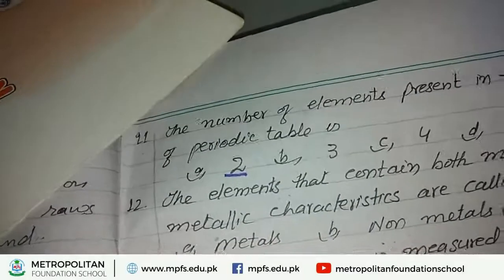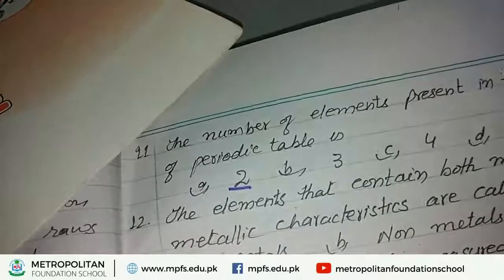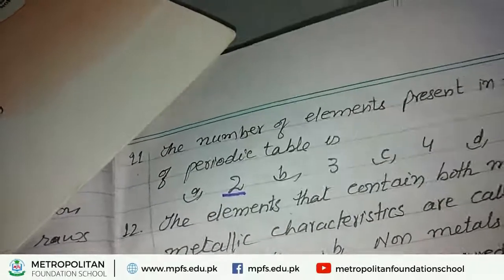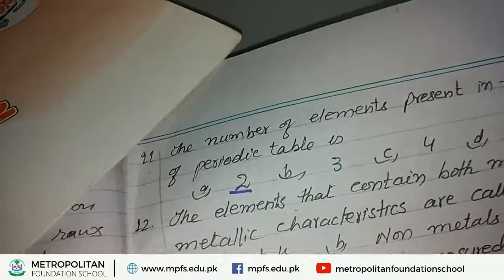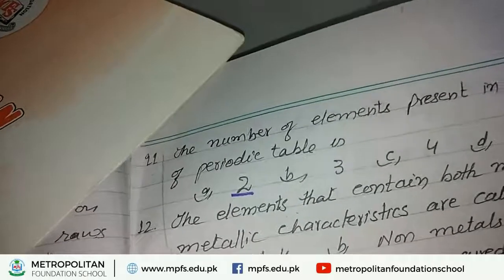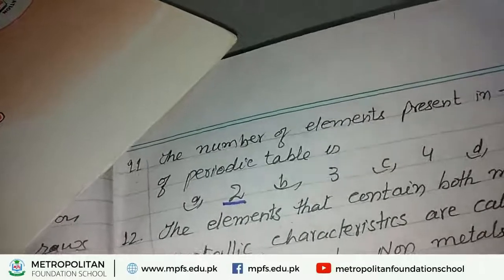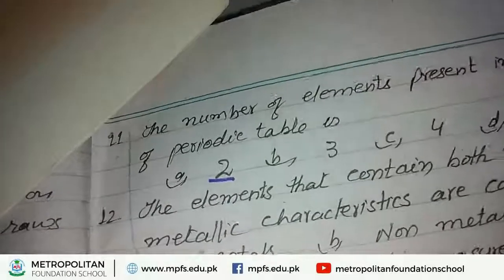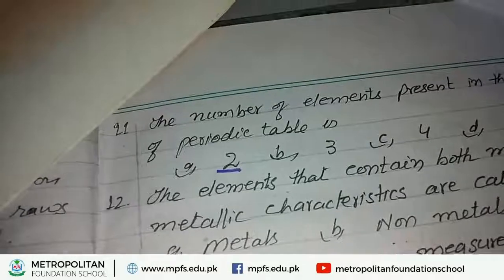How many electrons are present in the first period? The correct option: the first period contains 2 elements, for example hydrogen and helium. Okay students, the first period of the periodic table includes only 2 elements. So the correct option is option A, 2.